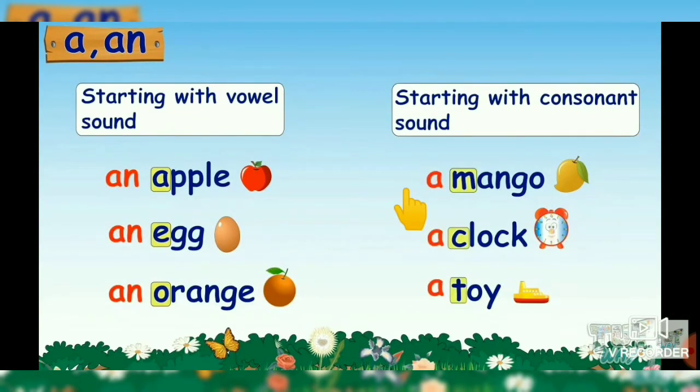Here observe children, when a singular naming word begins with the sound of any of the consonants, we use a before the word. For example, a mango, a clock, a toy. Here they start with consonants only. M, C, T. These are all consonants. That's why we use a before these words only. Okay?